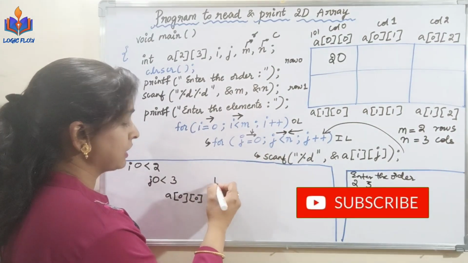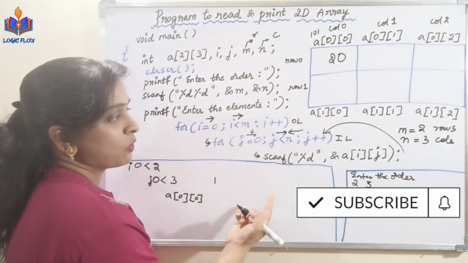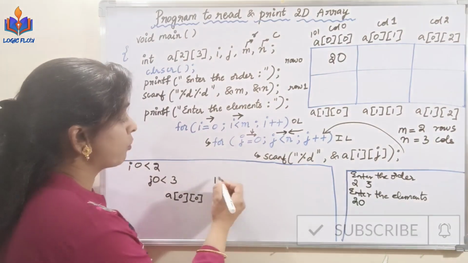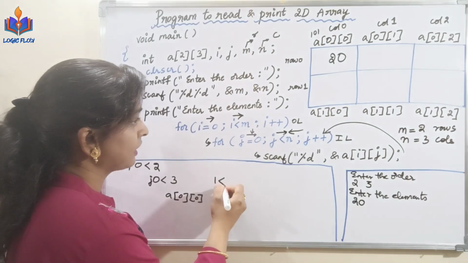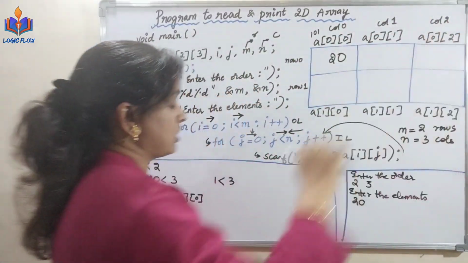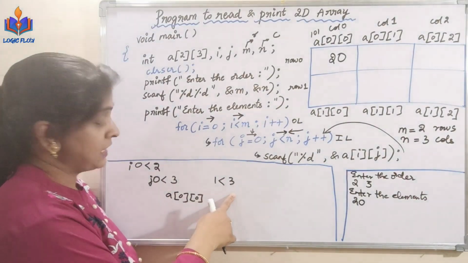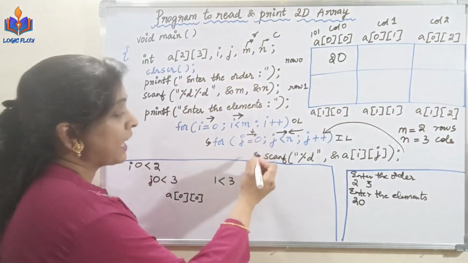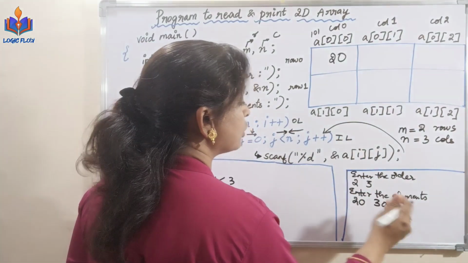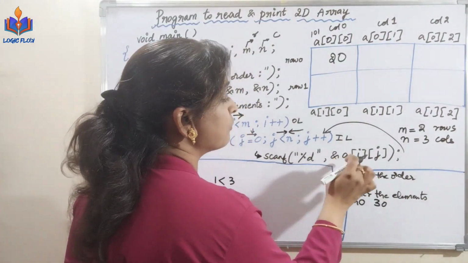Now it is 1. j plus plus means 0 plus 1, it is 1. So is 1 less than n? What is the n value? It is 3, so I need to get 3 columns. 1 less than 3? Yes, condition true. Again execute the scanf. Scan one more integer and store that in the address of a of ij.